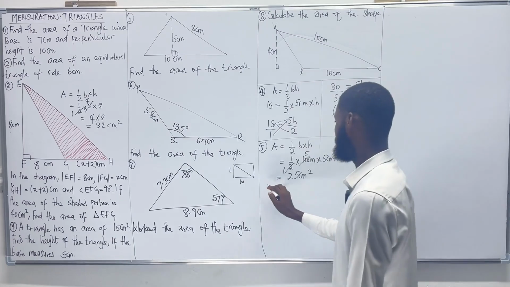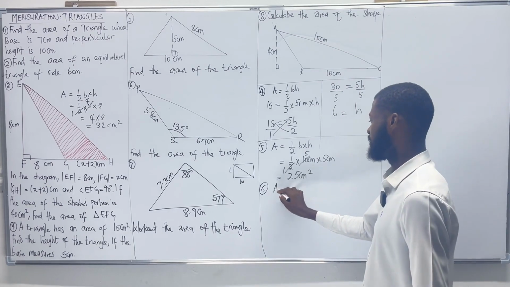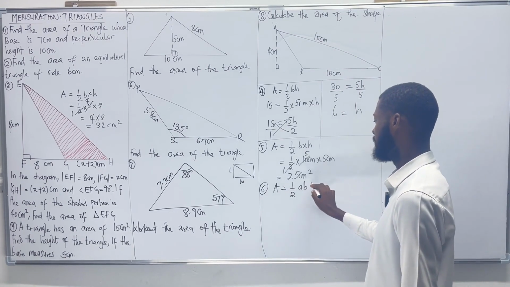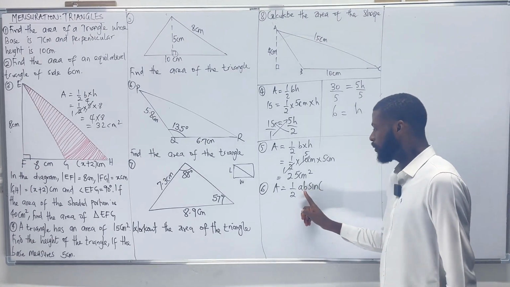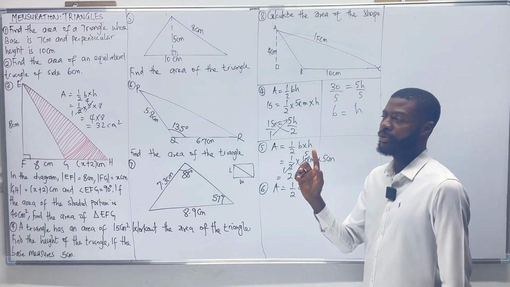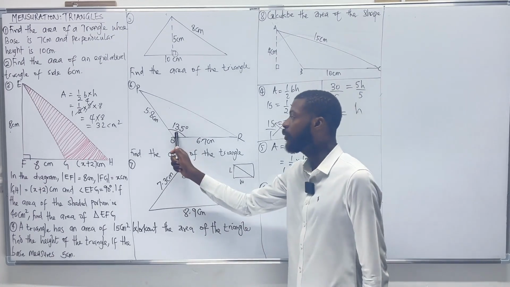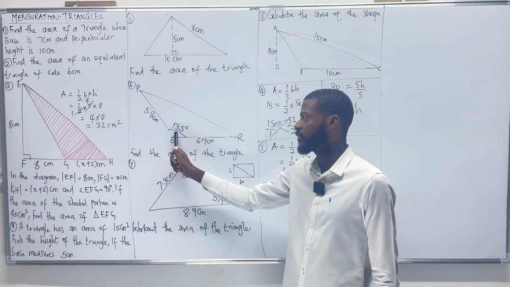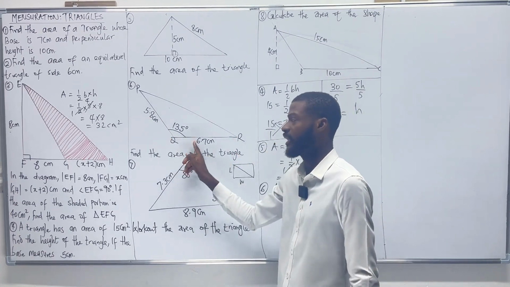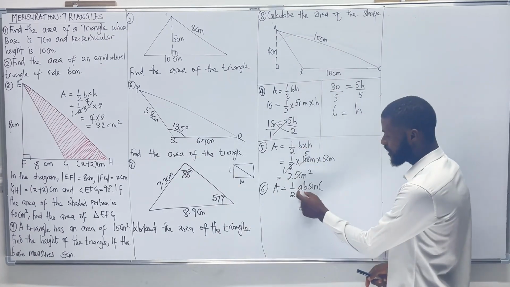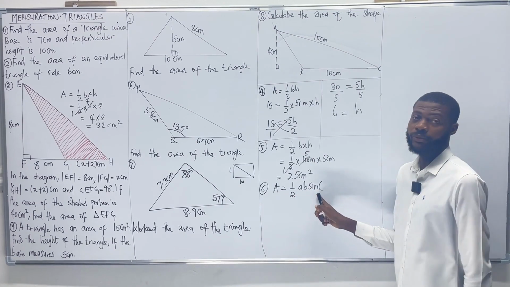The next one, question 6. Now, for question number 6, the formula we're going to be using is area equal to half ab sine C. Now, this is where it gets interesting. Take note of the diagram, because you will spot the difference very soon. The angle that you must use must be the arc connecting the two sides that you're also going to be using. Look at it. You see this ab here? The angle in between these two sides must be the angle you use here.